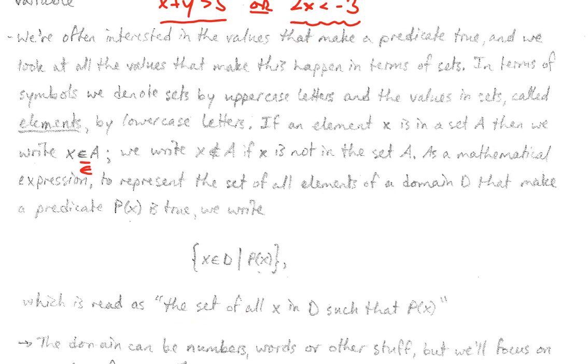The set of all corresponds to the set brackets there. The x in D corresponds to the x, the epsilon, and then the capital D there. And then the such that gets replaced by the big vertical bar. And then P of x is just P of x.